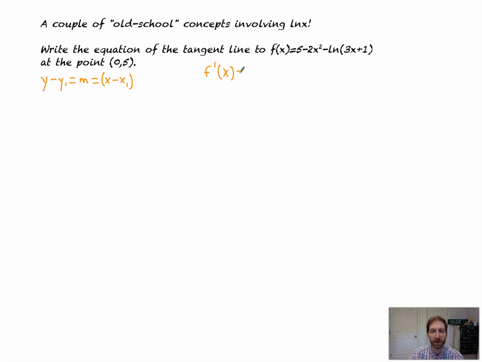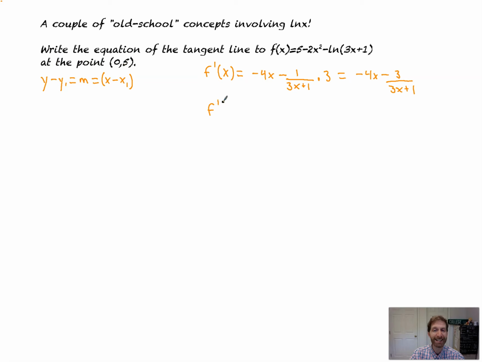So f prime of x is equal to the derivative of 5, 0. The derivative of minus 2x squared, minus 4x. The derivative of, well, minus ln will be minus 1 over stuff, so it's 1 over 3x plus 1, times the derivative of that stuff, the chain rule involved there. And so it's going to be minus 4x minus 3 all over 3x plus 1. Not so bad.